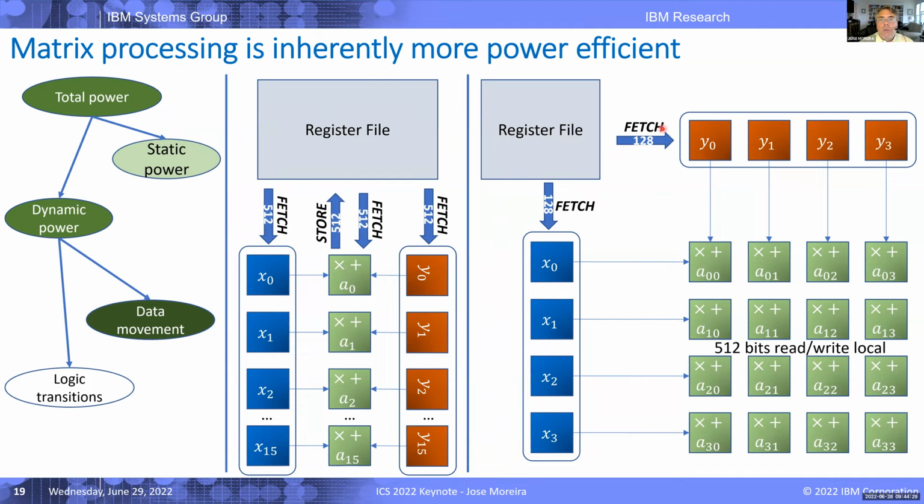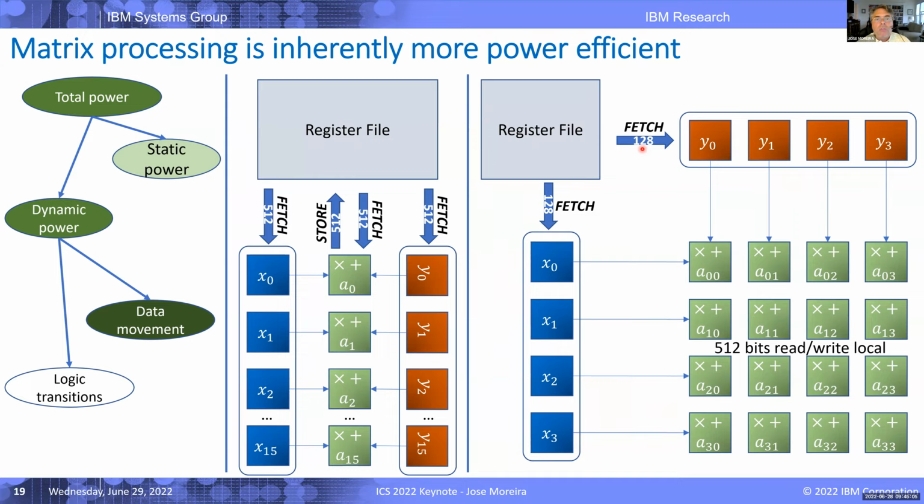With the matrix unit, I move 128 bits from the register file to the matrix unit, 128 bits from the register file to the matrix unit, and the 512 bits of result, which are already there, don't have to move. They are already in the matrix unit. So you read the accumulator, you update with the outer product, and you store back in the matrix unit. So you go from 2048 bits moving over a long distance to 128 plus 128, so 256 bits moving over the same distance, so 1/8 of the movement, right?